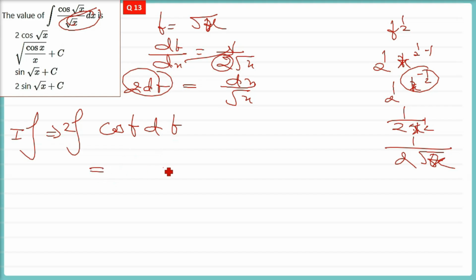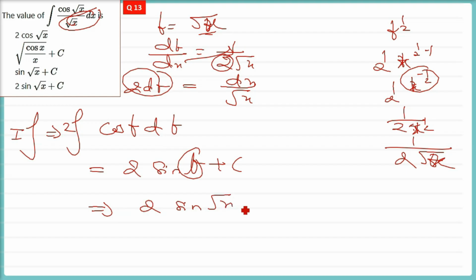Cos t has a simple integration. You already know that it is sin t. The 2 is already there, plus a constant of integration. This t is root x, so we replace it: 2 sin root x plus a constant of integration. Now this whole thing is the correct answer. Which one of these is the correct one? The D one, 2 sin root x plus c.